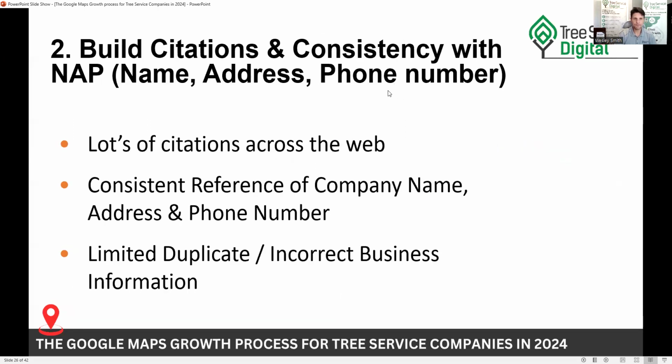The number 2 way is build the citations and consistency with name, address, and phone number. So you want to make sure when you get listed in all these directories that you've got accurate name, address, phone number, and website in all of these different directories. That's going to give you a consistent reference of company name, address, and phone number. And you don't want duplicate, incorrect business information across the web.